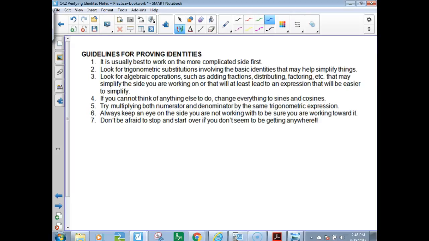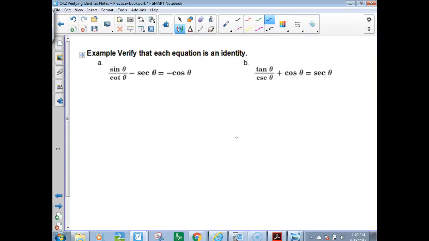If you can't think of anything else to do, change everything to sines and cosines, and you do that quite a bit, right? Try multiplying both the numerator and denominator by the same trig expression. You might want to multiply by conjugates or something. Always keep an eye on the side you're not working on to be sure you're working toward it. And don't be afraid to stop and start over if you're not getting anywhere. Okay, some of them are much easier than others. There are many things that you will write that you may think are redundant or a little bit overdone. You have to show the work.